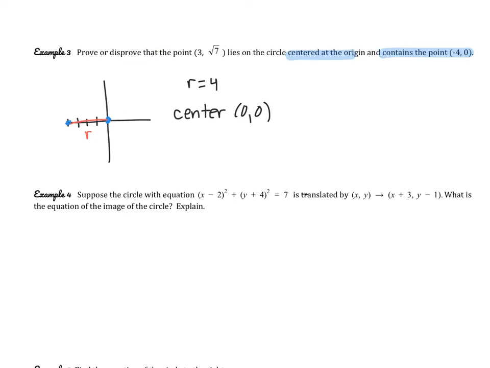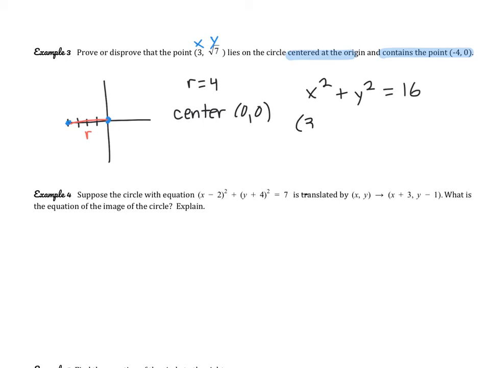So for us to determine if this point lies on our circle, first we're going to make the equation for our circle. Our circle equation would be x squared, because x minus 0 squared, plus y squared, again y minus 0 squared, equals our radius squared, which is 16. Now if we want to see if this point is on this circle, we're going to substitute this for x and this for y, and we're going to see if we get a true statement.